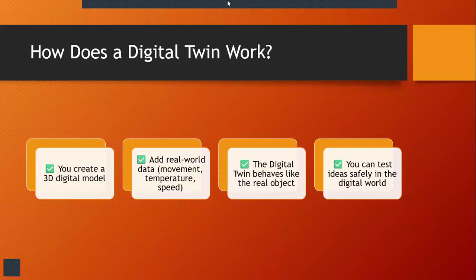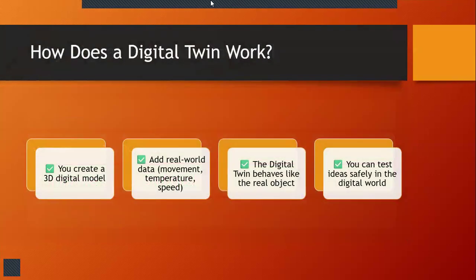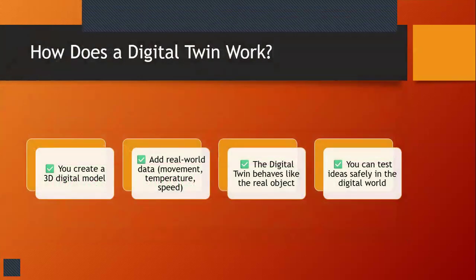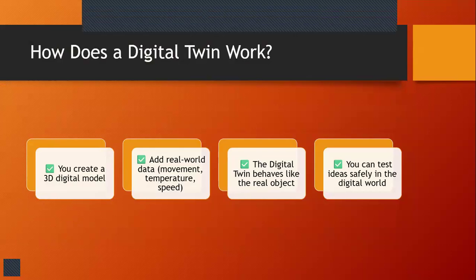And the digital twin behaves like a real object, and you can test ideas safely in the digital world because it's not harming, right? For an example, now let's say you have built a car. Now let's say you want to see if this particular car hits a concrete structure. What will happen?